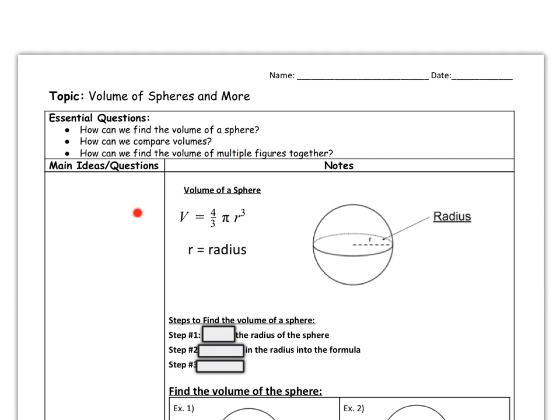Hello everyone, today's topic, volume of spheres, and we're going to throw in some extra stuff just as a bonus. Essential questions. How can we find the volume of a sphere? How can we compare volumes? And how can we find the volume of multiple figures together?